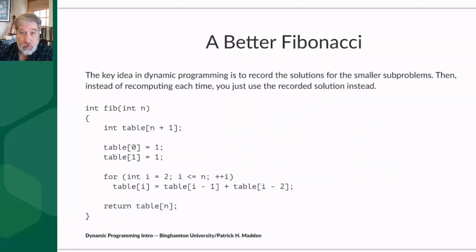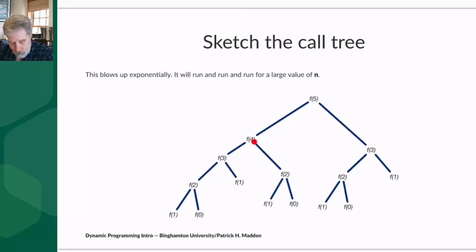There's a better way to do this, and it's dynamic programming. The idea is you're going to store a partially computed sum. You're going to store things that are useful, and rather than recomputing, you're going to use the old value. So we've got here Fibonacci of 4, Fibonacci of 3. If I store Fibonacci of 3, I don't have to recalculate this one.